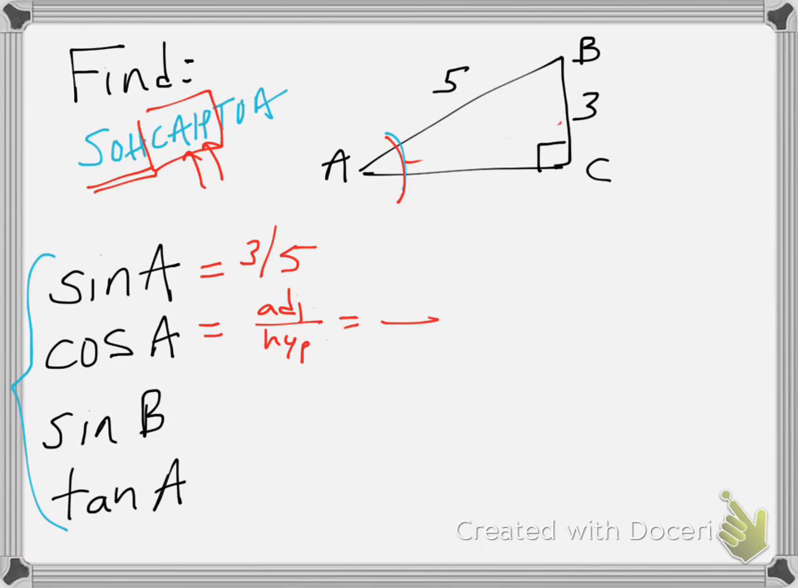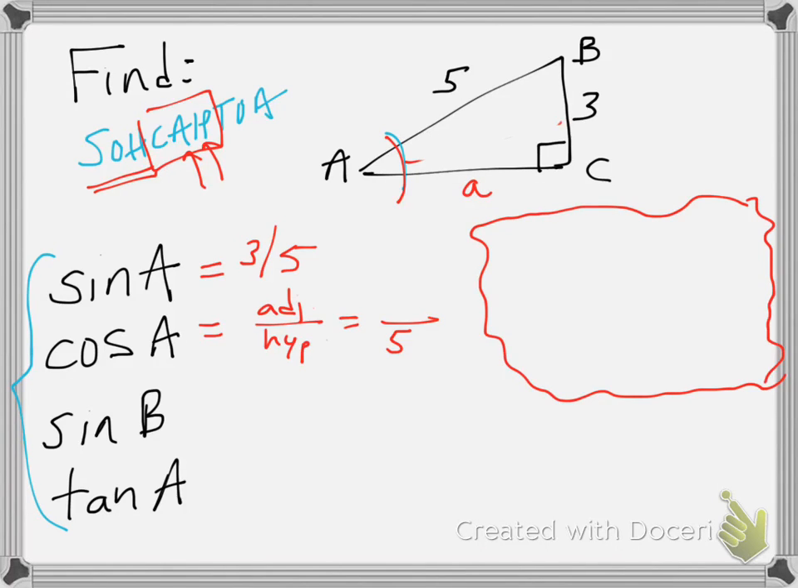We know the hypotenuse is 5 because it's across from the 90-degree angle. But we don't know what this adjacent side is, right? It's unknown. I'm going to call it A for adjacent. We don't know what it is. Well, we can find it, though. So before we do anything further, we need to find this missing side. So I'll do it here in this little cloud. Can you think of a way that connects A, 3, and 5 together, given that this is a right triangle?